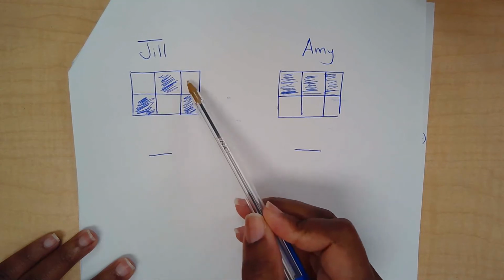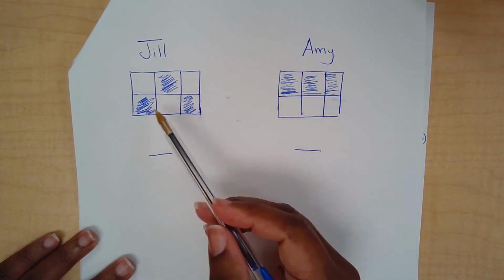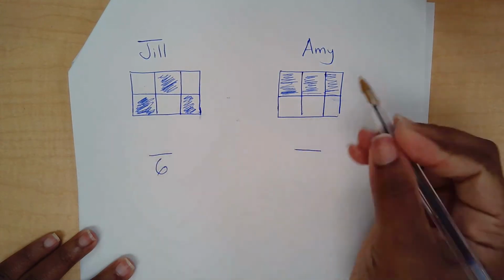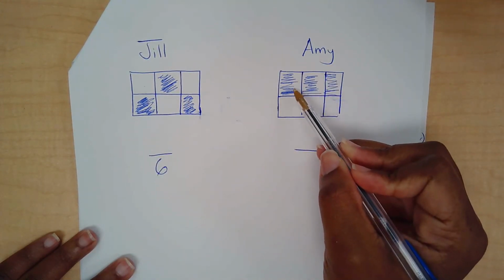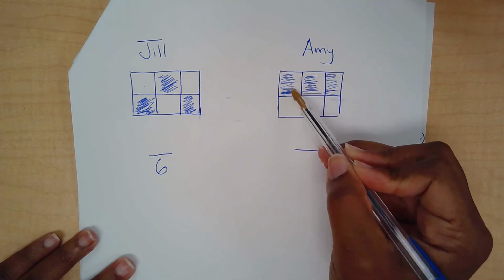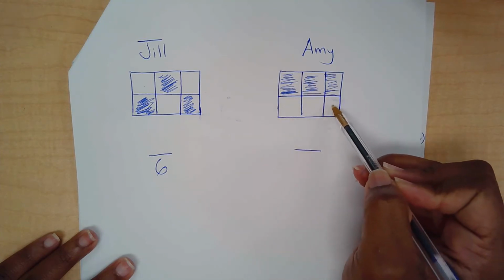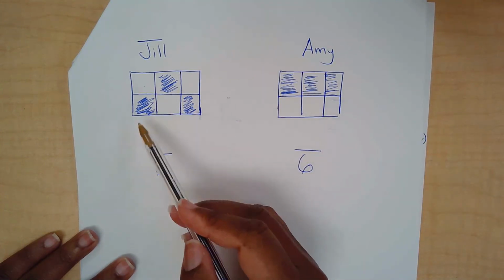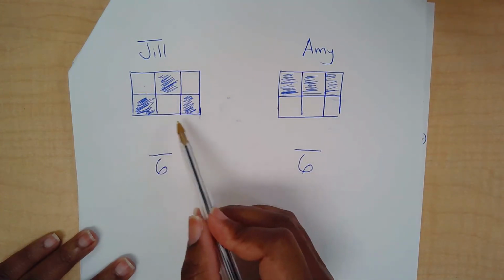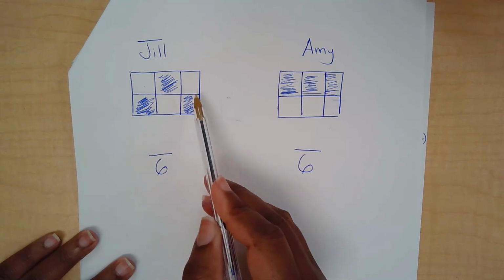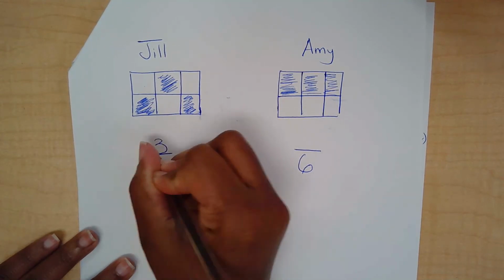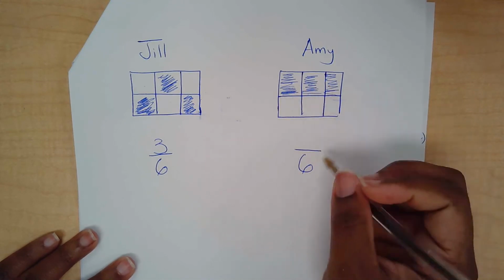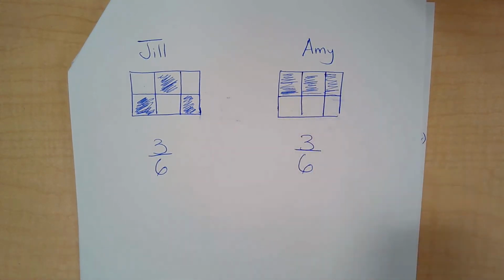1, 2, 3, 4, 5, 6, even the ones that have been shaded. We place it here. And let's do this for Amy. What's the denominator for Amy? 1, 2, 3, 4, 5, 6. Now let's figure out the numerator. How many out of the 6 are blue for Jill? 1, 2, 3. What do we do here? 1, 2, 3. Also the same.